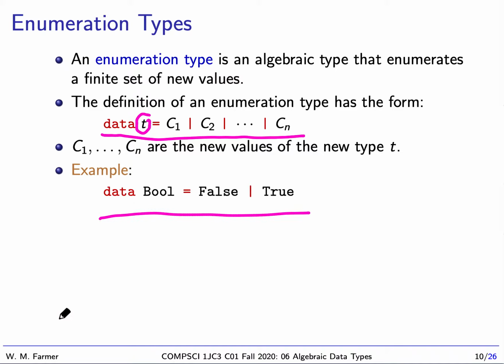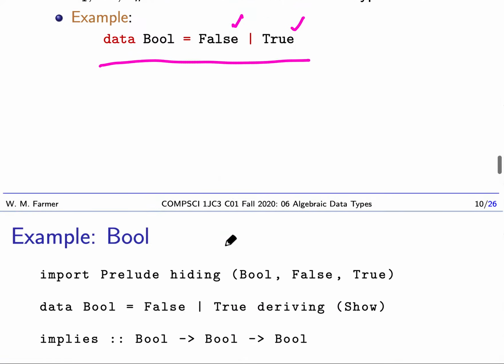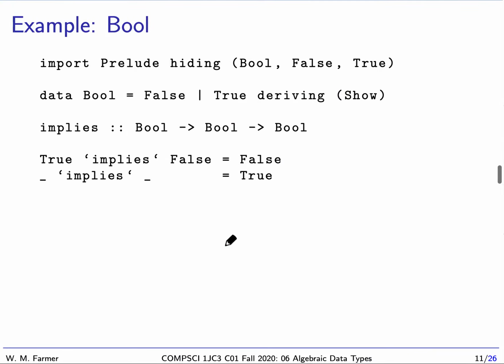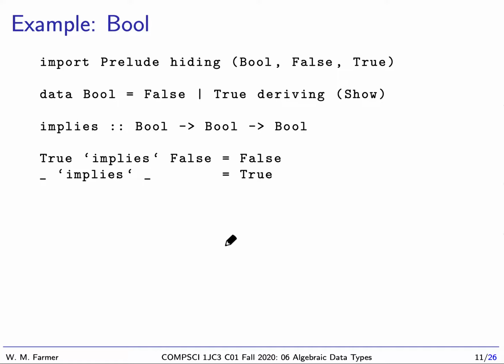This is an example of Bool. Bool is an enumeration type. It has two values, false and true, and these two values are defined by constructors that take no arguments. Okay, so let's use this type Bool. To do this, we're going to import the prelude, but we're going to hide Bool, false, and true because we're going to define our own Bool, false, and true.